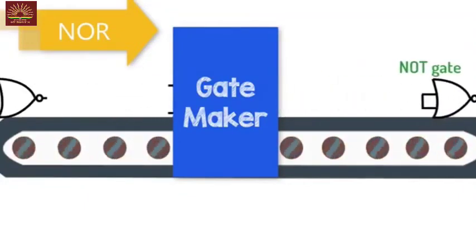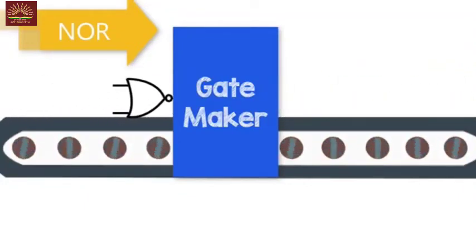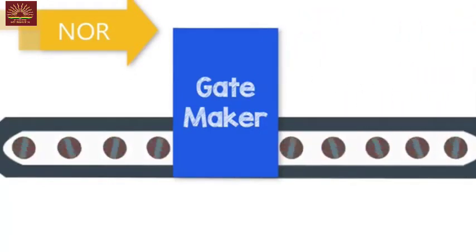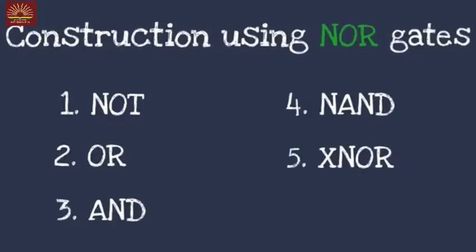We will talk about the NOR gate. While constructing the 6 gates using the NOR gate, the trick is to remember which gate to construct first and last. We will start with the NOT gate.